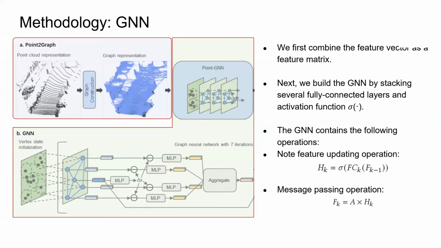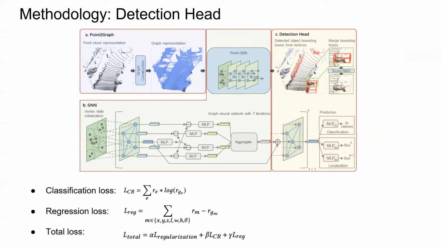First, the node feature updating operation. In this process, we use the fully connected layer and the activation function to get the latent representation H. And then we use an adjacency matrix to do the message passing operation. After we learn the useful features from the graph representation, we use the detection head to make the final detection and classification. In this work, we call the GNN and the detection head the backbone network.